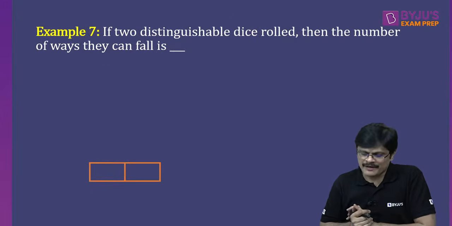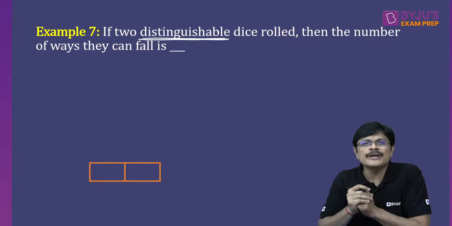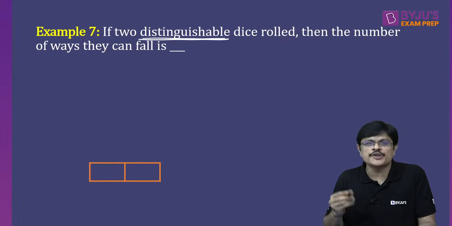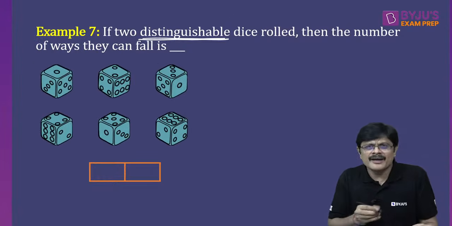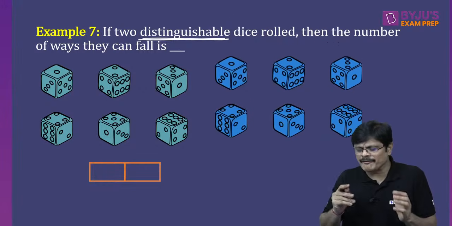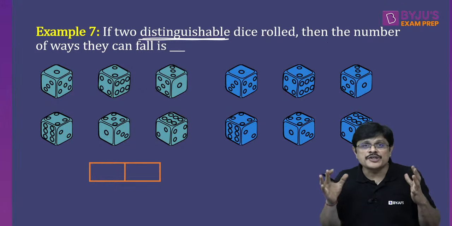Now this is the question. If 2 distinguishable dice are rolled, then the number of ways they can fall. See, generally this term may not be used, but by default we assume that the dice are distinguishable. What do you mean by distinguishable dice, sir? See, one die may be of some greenish color, the other one may be of blue color. So this is what we call distinguishable dice.